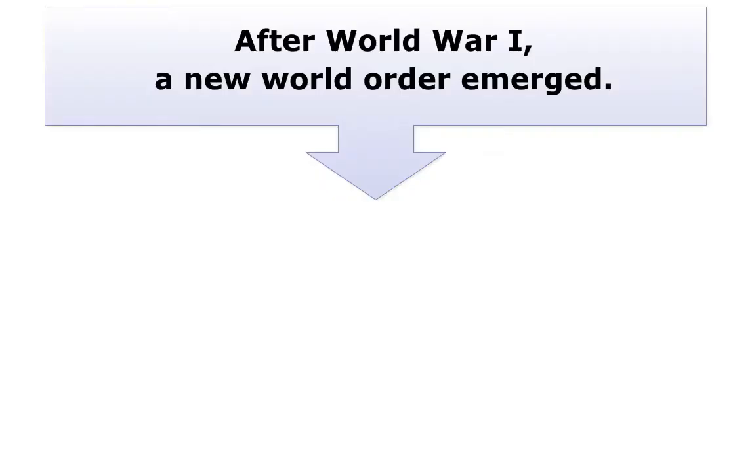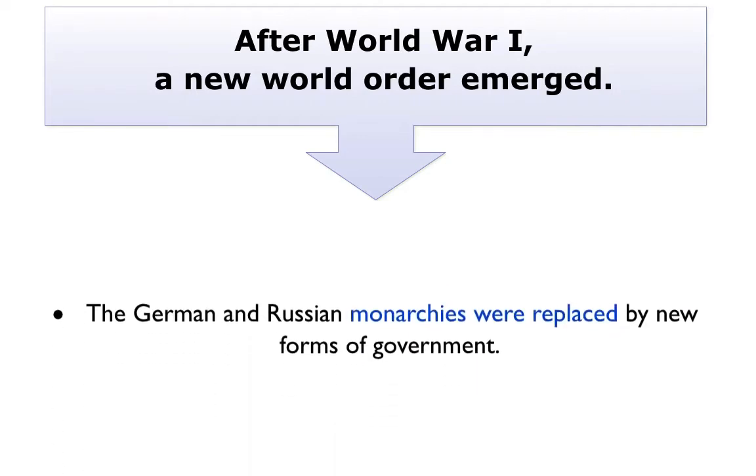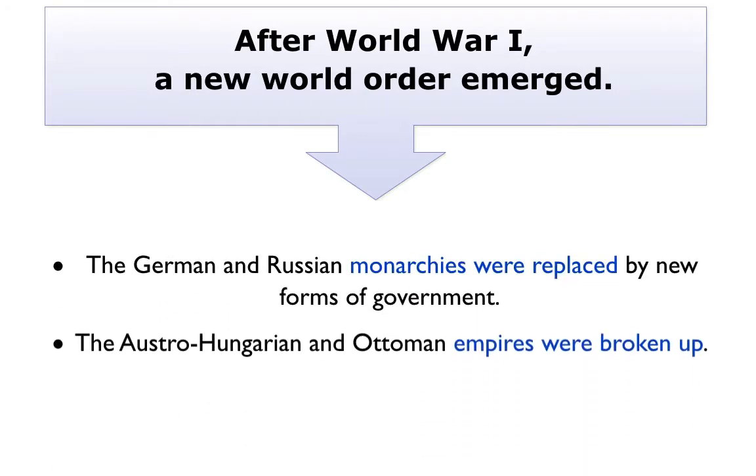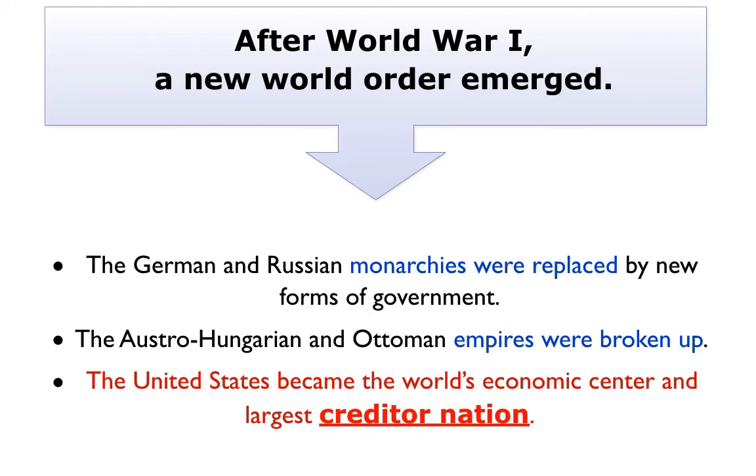If we look at the big effects of World War One, we're definitely going to see a new world order emerge, especially because we already talked about empires breaking up. But the big one that I have in the red there is that the United States is going to become the world's economic center, shifting from London to New York, and the United States is going to become the largest creditor nation in the world.